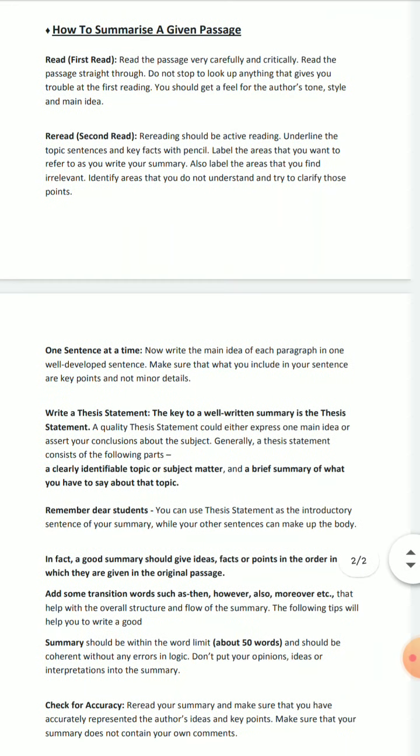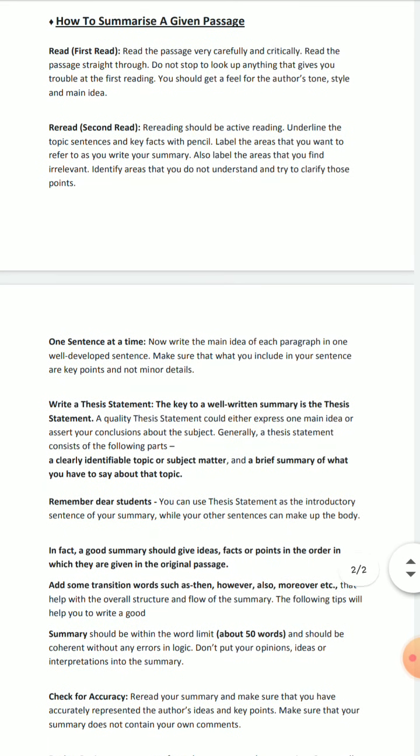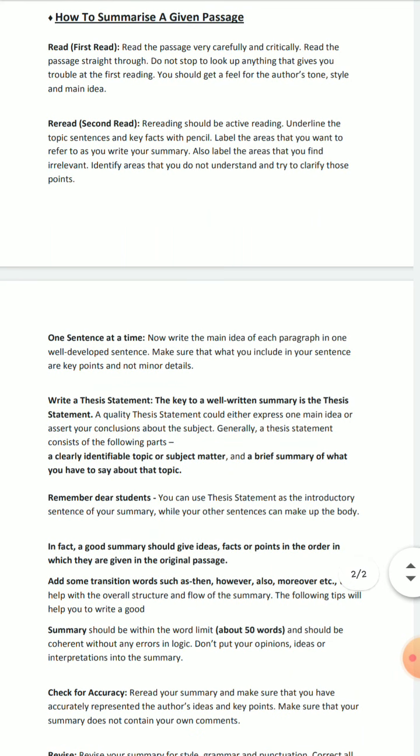Now, dear students, I am moving on to another important thing: how to summarize a given passage, how to write a summary properly. First step, read. Read the passage very carefully and critically. Read the passage straight through. Do not stop to look up anything that gives you trouble at the first reading. You should get a feel for the author's tone, style and main idea.